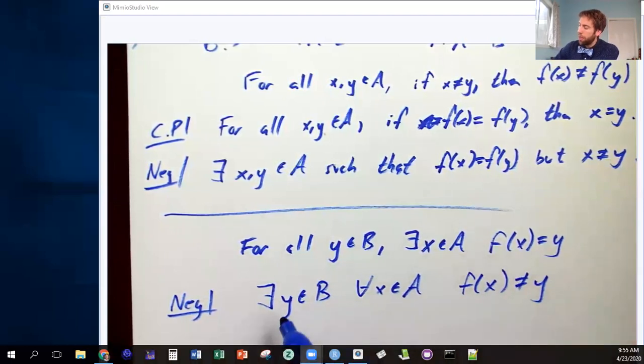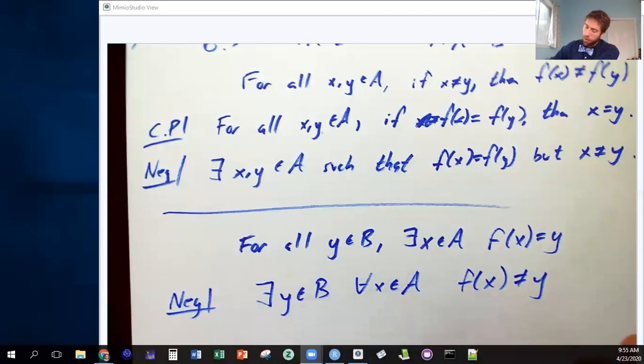So that means you can find something in B that's not in the range. It's not in the range because for all x in A, f of x, that would be the range. And so if y is not equal to that, it's not in the range. Okay?